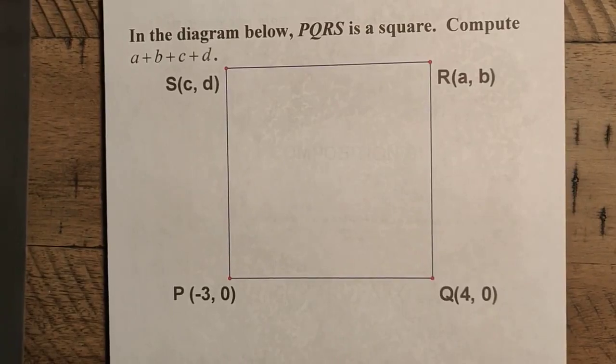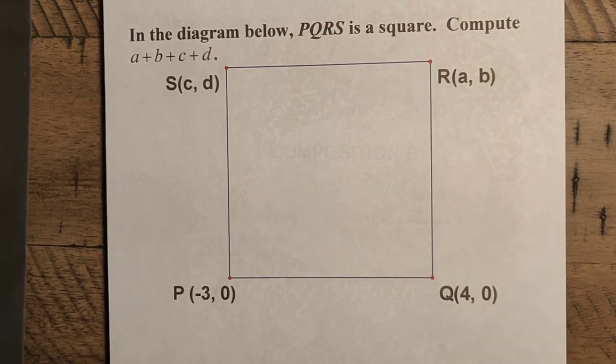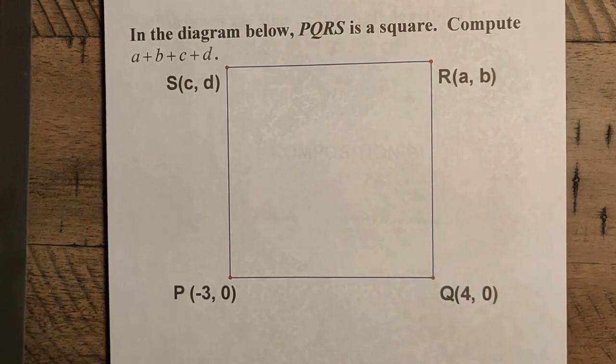Hi everybody, so let's have a look at this here. You should have a copy of the lecture notes, and in the lecture notes you see that this is our initial problem. We are given that this is a square and we want to compute a plus b plus c plus d.